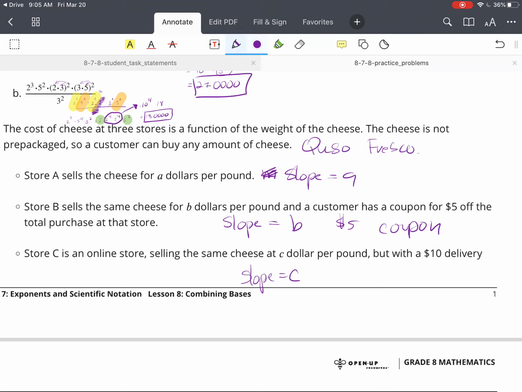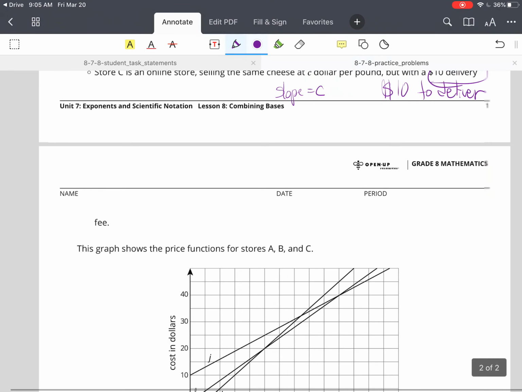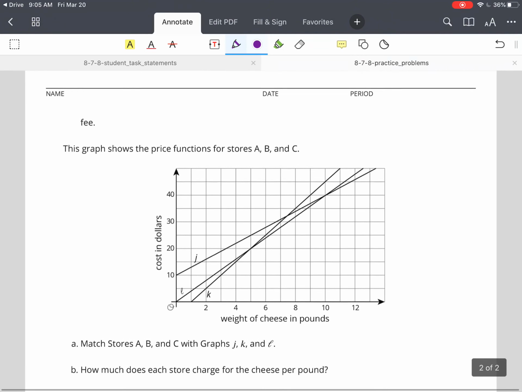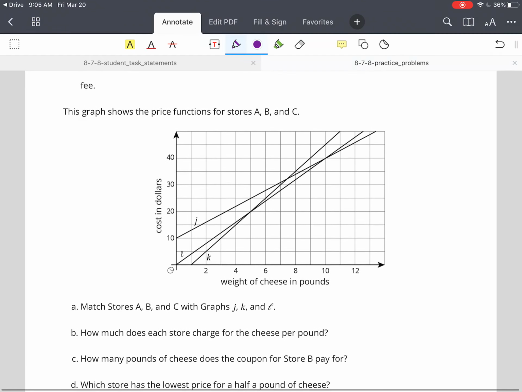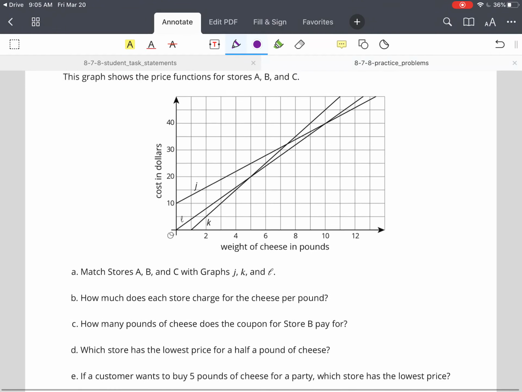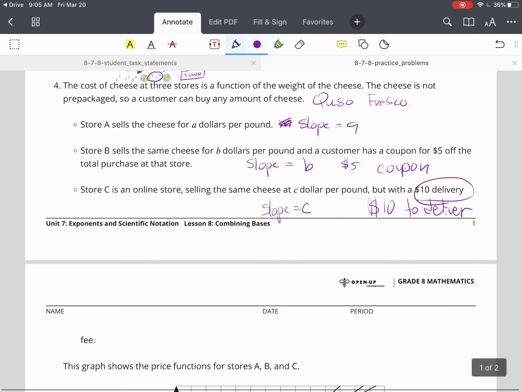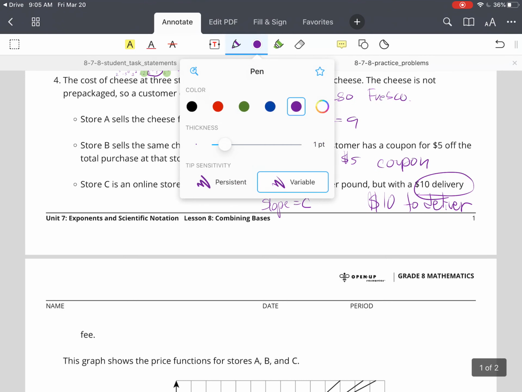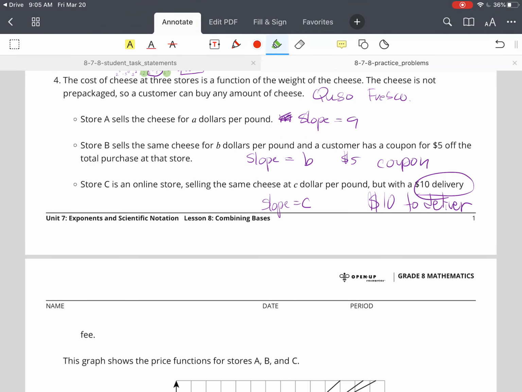Store C is an online store selling the same cheese at $C per pound, but with a $10 delivery. Okay. And I think this graph shows the price functions for stores A, B, and C. Okay, this is actually really straightforward.